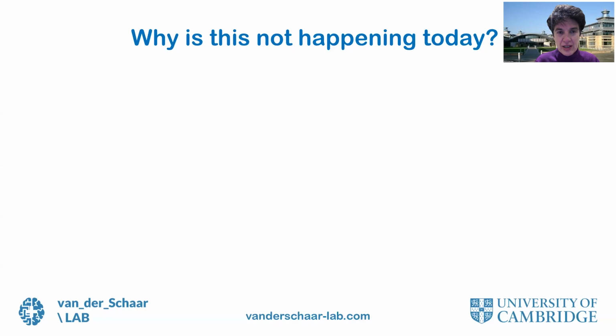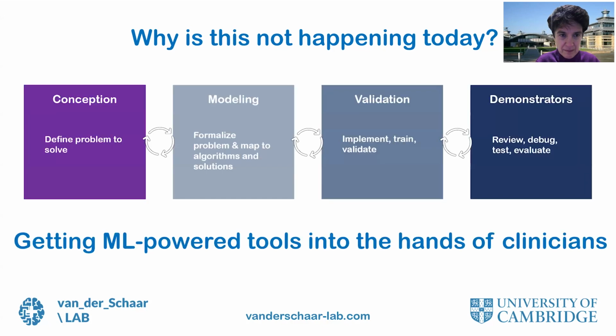So a key question is, we have had this vision for quite some time. So why is it not happening today? Why is AI still so far away from being prevalent in the clinical space? Well, first, I believe that it remains a quite complex endeavor. From conceiving and defining a clinical problem or a logistics problem in the clinical ecosystem, to modeling it correctly, to validating it, and building demonstrators to review, debug, and test it.